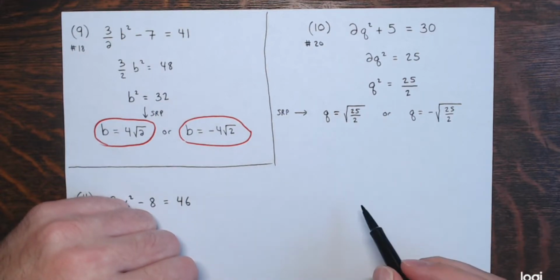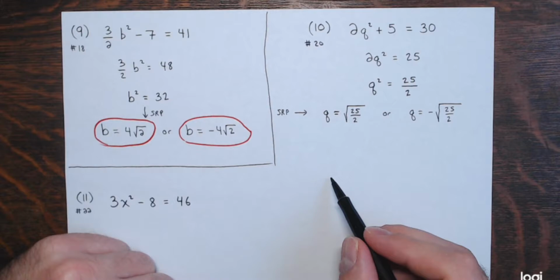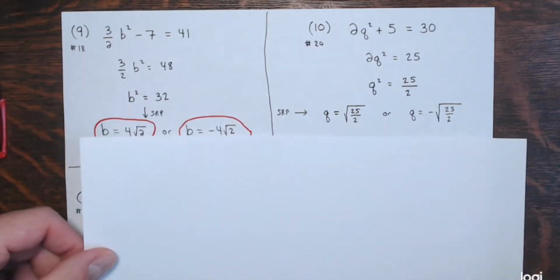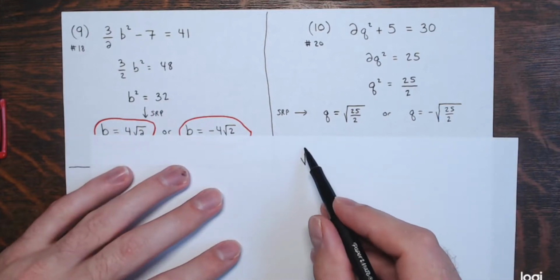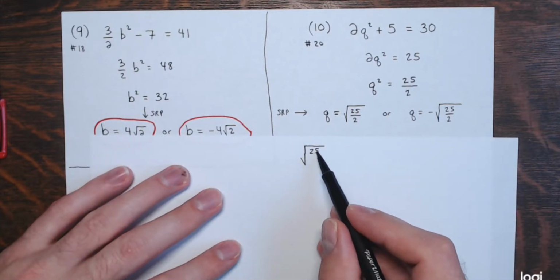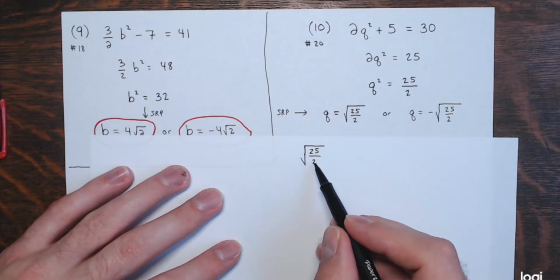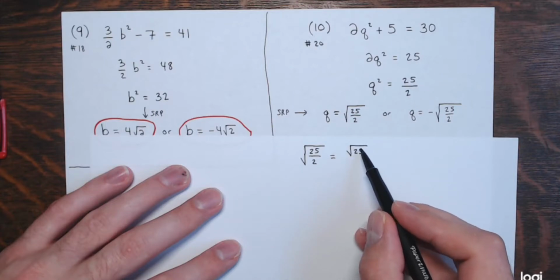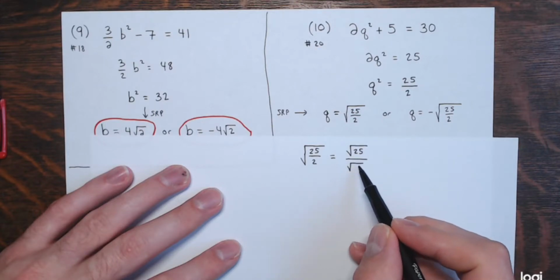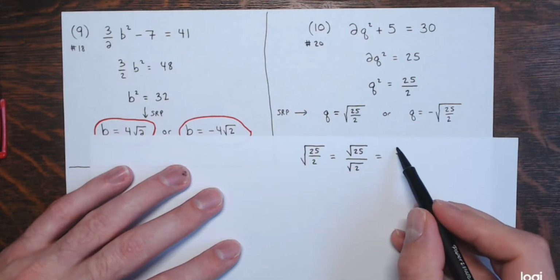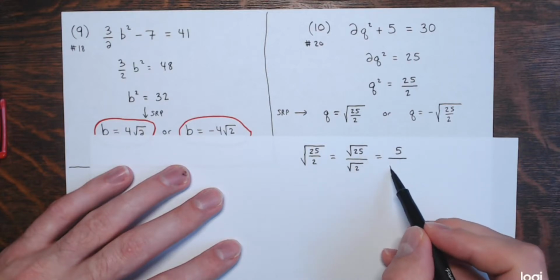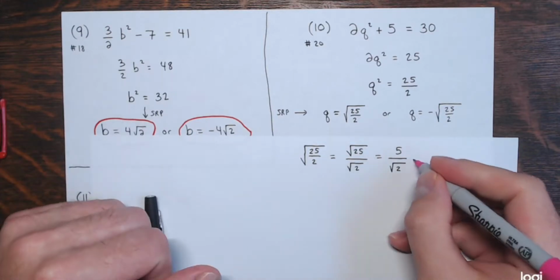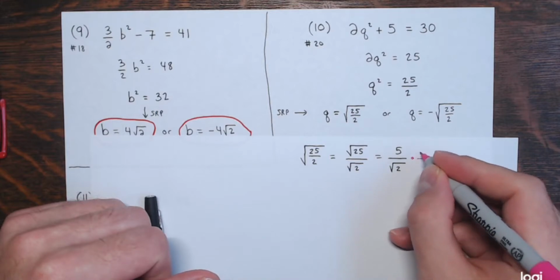So let's do this off to the side here. Alright, the square root of 25 halves, I'm just going to do it on a different piece of paper. So the square root of 25 halves, right, I've got a denominator and a radical. That's not good. So I break it up, right, using the quotient property for radicals. This is the square root of 25 divided by the square root of 2, which is 5, square root of 25 is 5 divided by the square root of 2. And then I would rationalize the denominator, right? Multiply the numerator and denominator by the square root of 2.